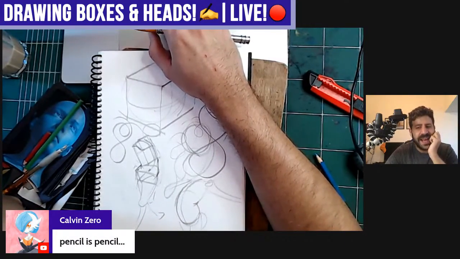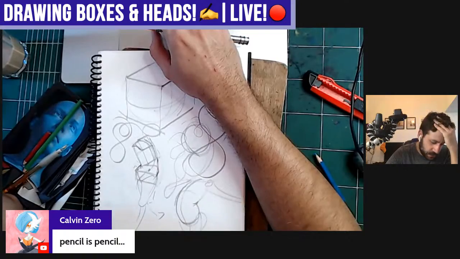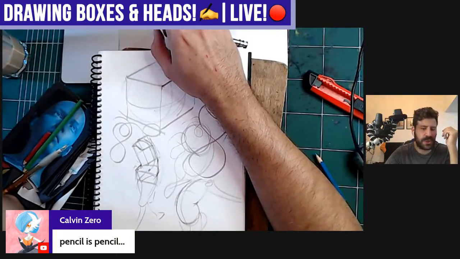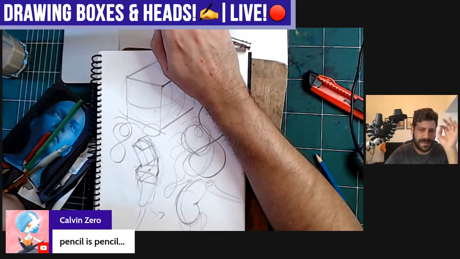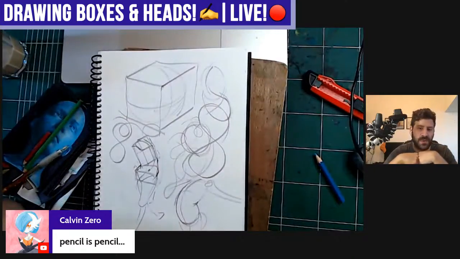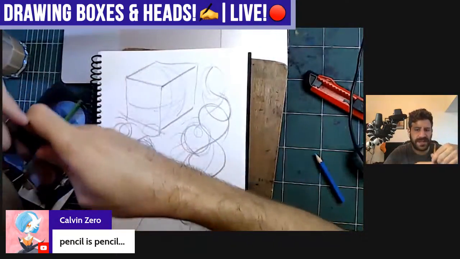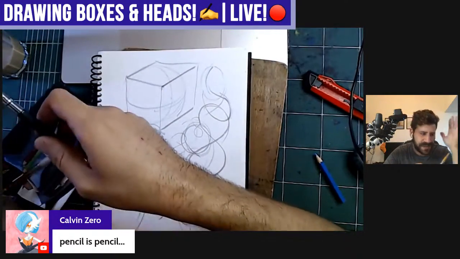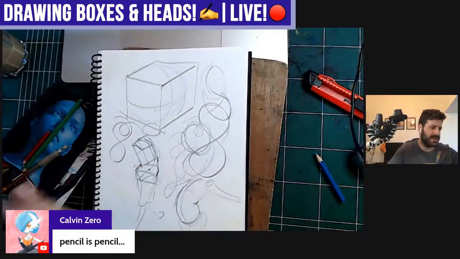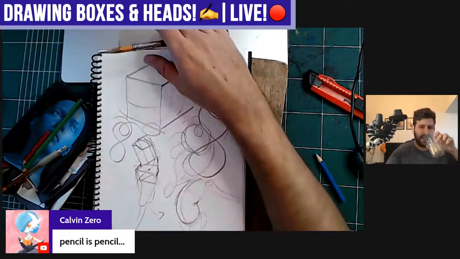Pencil is pencil. Yeah. No, there are some good pencils. Some people do say that a certain pencil worked best for them, and I do encourage you to try and see what works best for you. I found that the number two is really ideal for me. There's a reason it's in the dead center of this scale. I like it. Works really well for me.